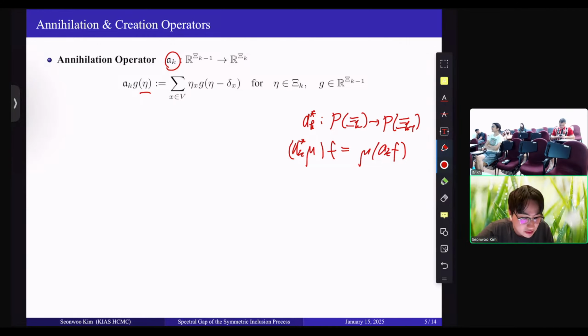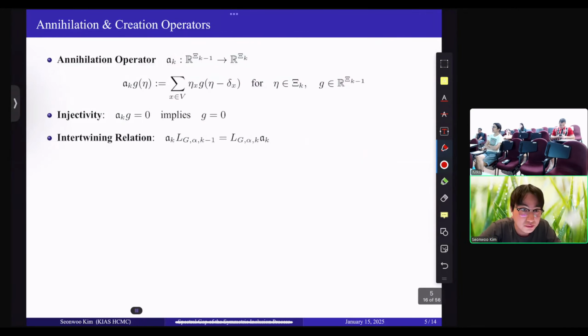And then this annihilation operator enjoys quite a good property. First, with some calculus, we can prove that this is injective. And then the more important thing will be this intertwining relation. So if we intertwine the annihilation operator A_k with the appropriate number of particles, then in distribution the two things are the same.